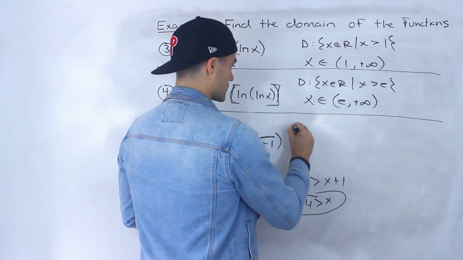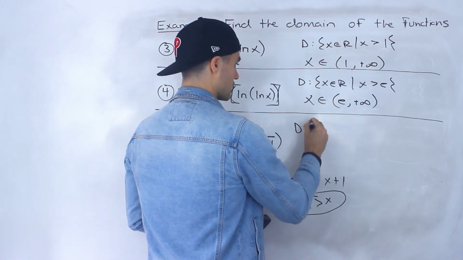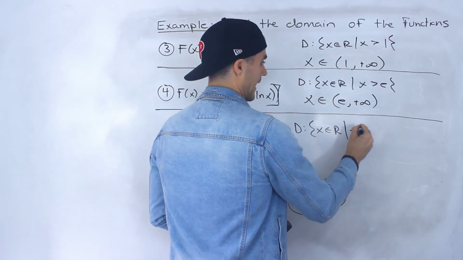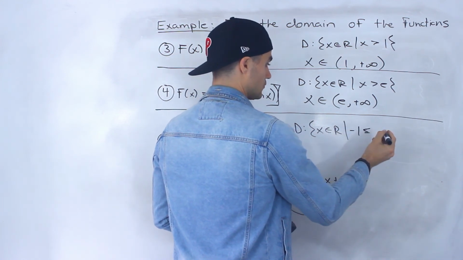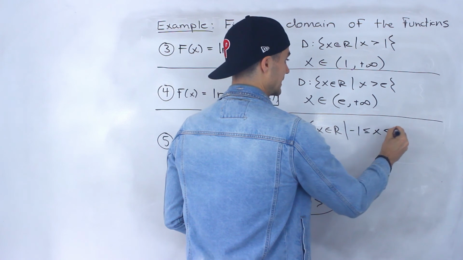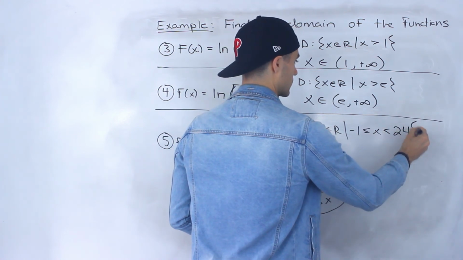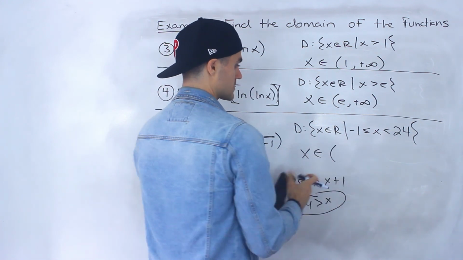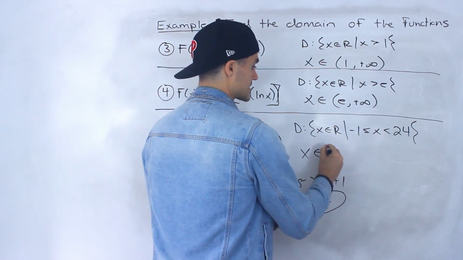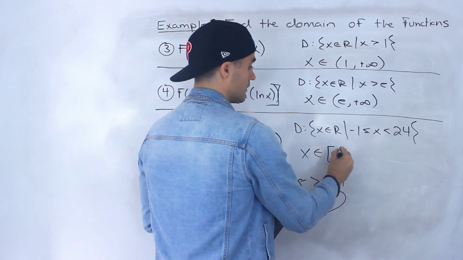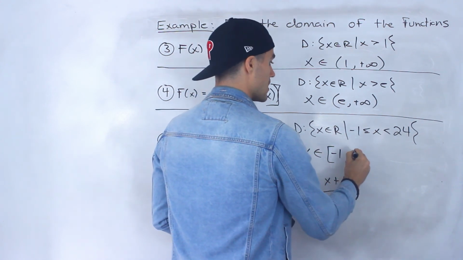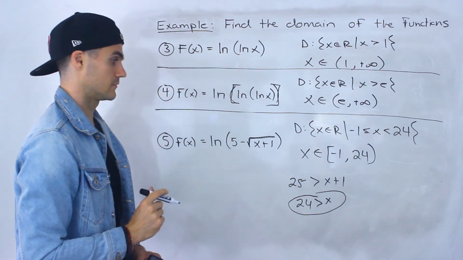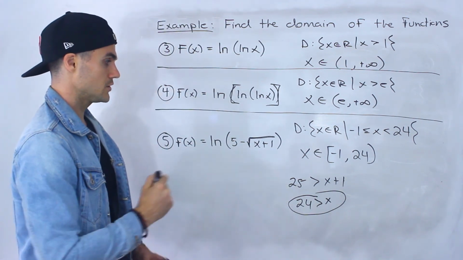If we combine those restrictions, we'll have the domain: x has to be greater than or equal to negative 1, but it has to be less than 24. And putting it in this notation, x is an element, sorry, this would be a square bracket because it's inclusive of the negative 1, but it is not inclusive of the 24. So that would be a round bracket like that. Right, and you could test it.